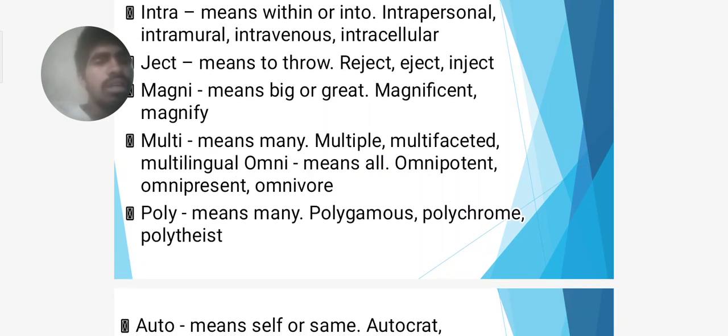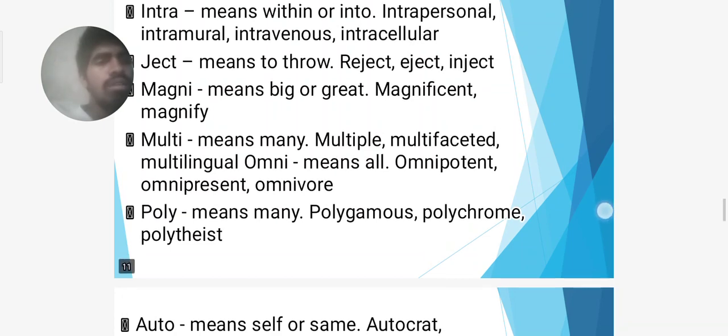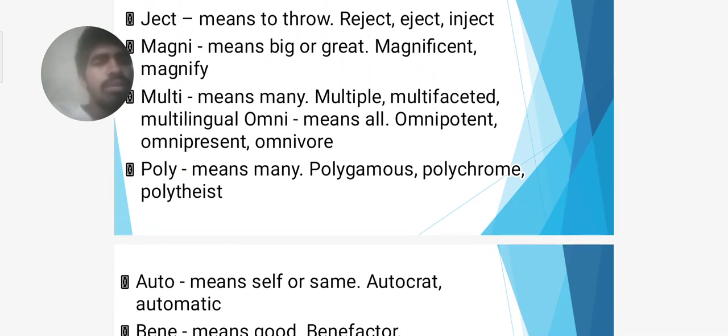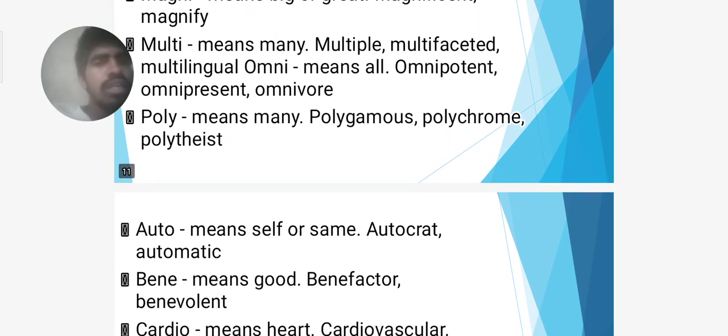Multi means many: multiple, multifactorial, multilingual, multiplication. So these are all many meanings. Omni means all: omnipotent, omnipresent, omnivore, omnivorous. So from one word we can create many meanings.